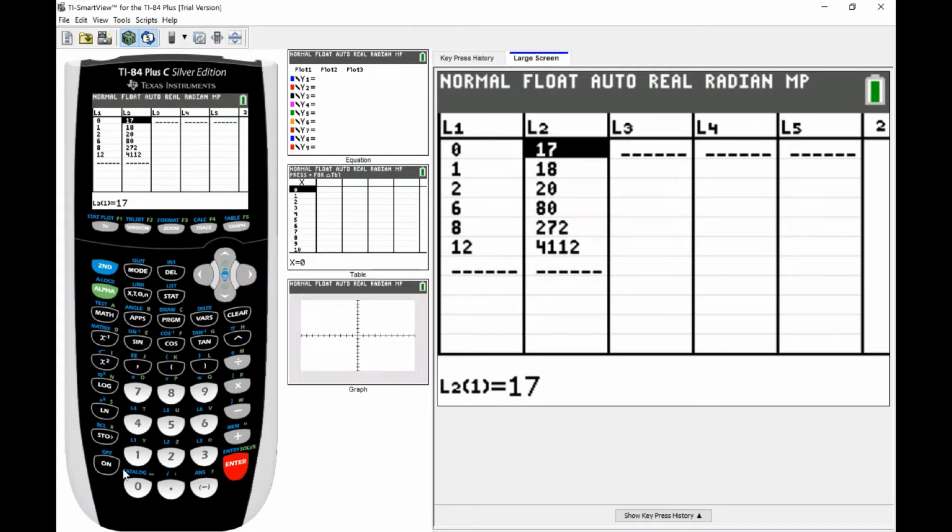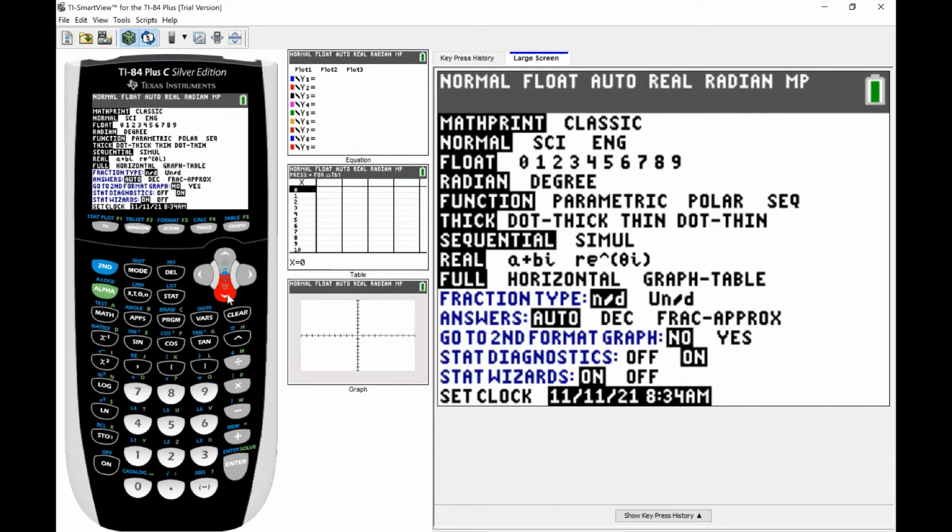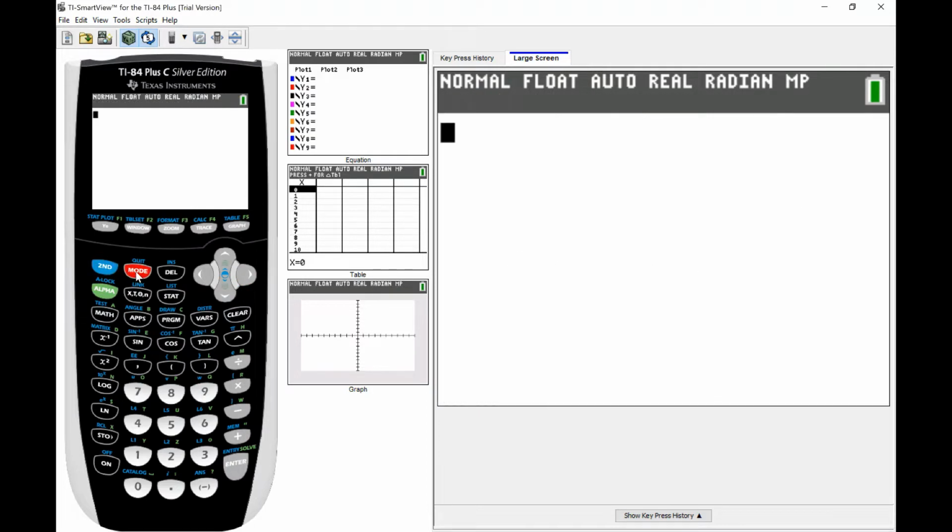The next thing we're going to do is turn on our stat diagnostics. That will tell us the value of r squared whenever we perform our exponential regression, which will tell us how well that equation fits the data that we've plugged into our calculator. So I'm going to go to Mode, and then scroll all the way down to Stat Diagnostics. And as you can see, I've already got mine highlighted. If it's not highlighted, scroll over to On and click Enter. And then you can click Second Mode, and that will exit out of that screen.